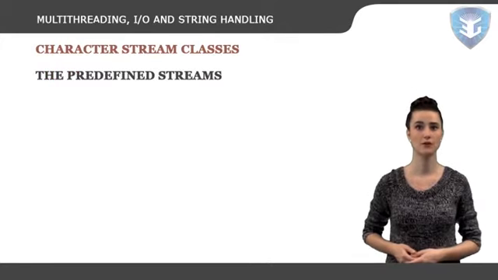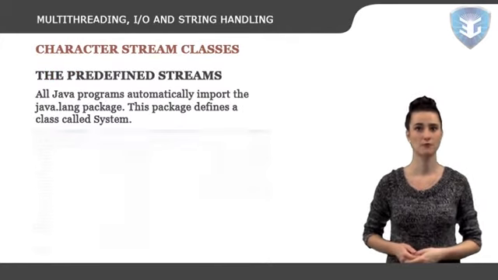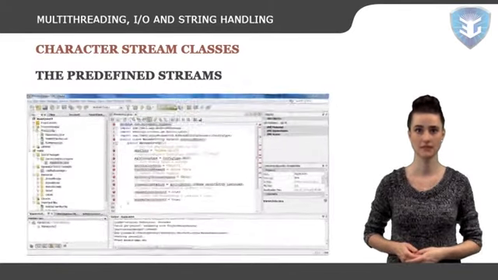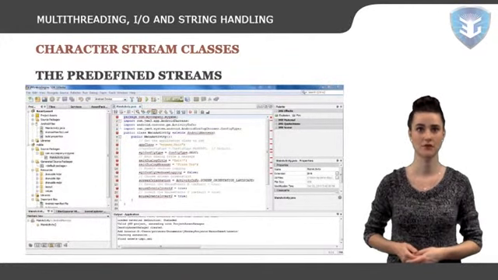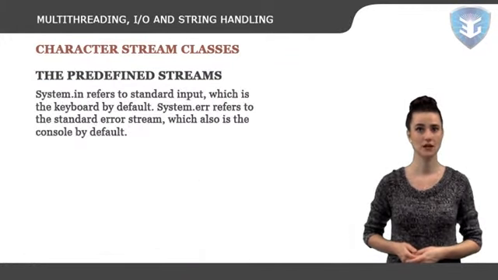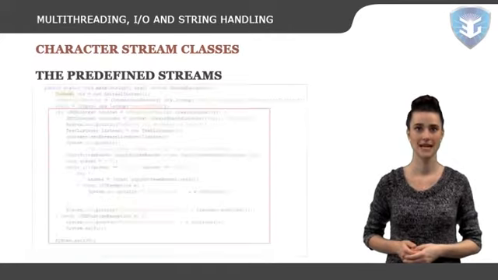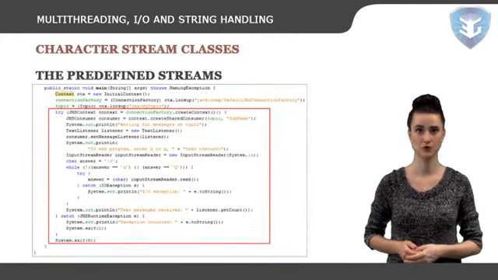Let's now take a look at the predefined streams. All Java programs automatically import the java.lang package. This package defines a class called System, which encapsulates several aspects of the runtime environment. System.in refers to standard input, which is the keyboard by default. System.err refers to the standard error stream, which also is the console by default. System.in is an object of type input stream. System.out and System.err are objects of type print stream. These are byte streams, even though they typically are used to read and write characters from and to the console.